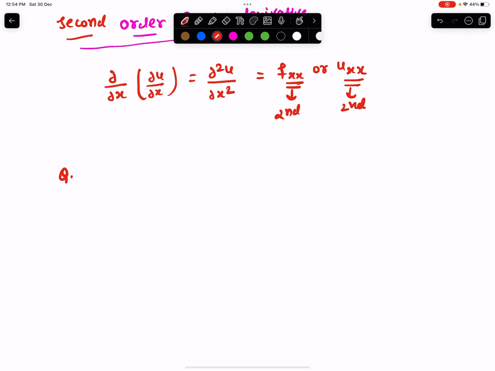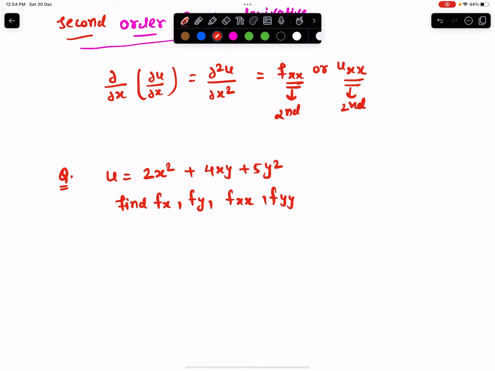Suppose we have a question: u equals 2x² + 4xy + 5y². We have to find f_x, f_y, f_xx, f_yy, and f_yx. So let's solve this. f_x means we have to partially differentiate u with respect to x.